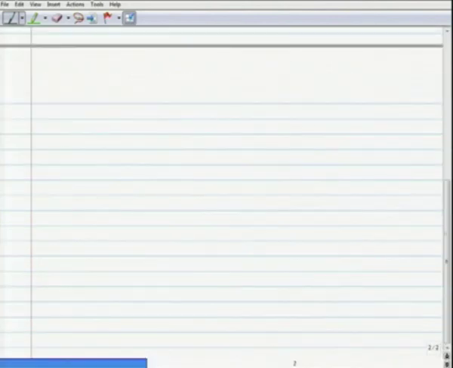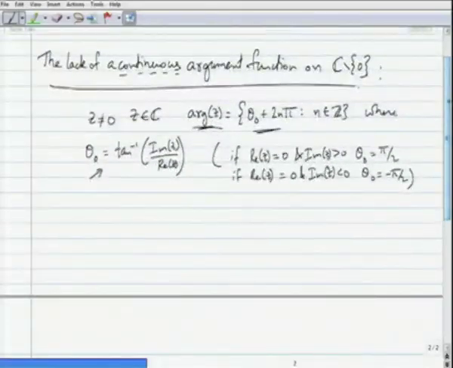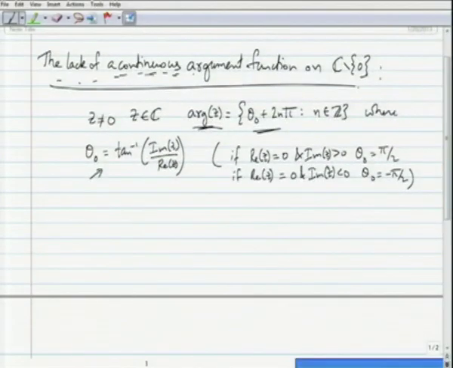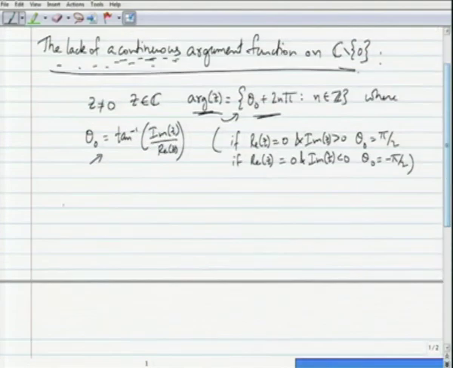So, the point of this contention here is that there is no continuous way in which we can pick one argument for each z in C minus 0. Okay. So, here is a proposition which states this concretely.